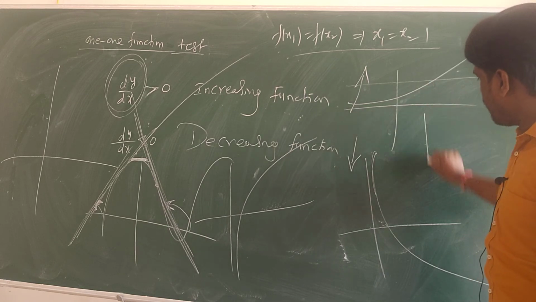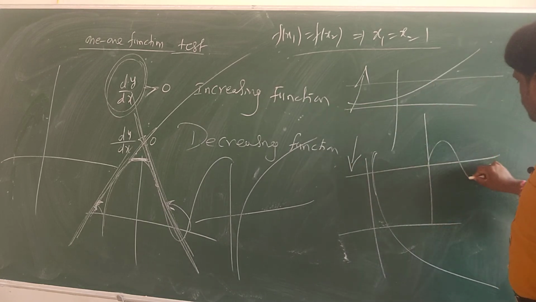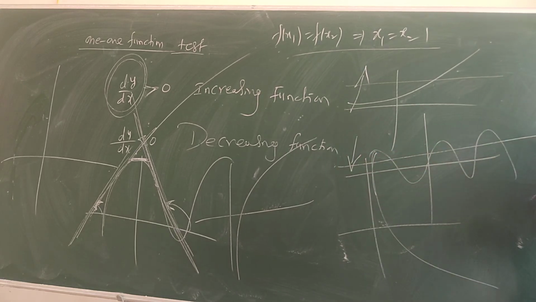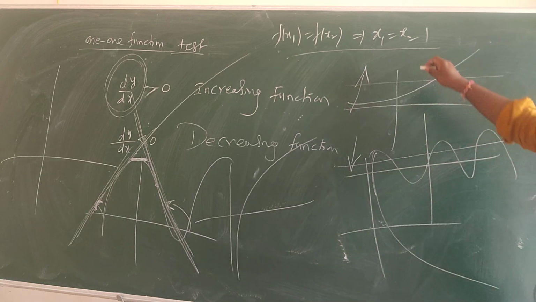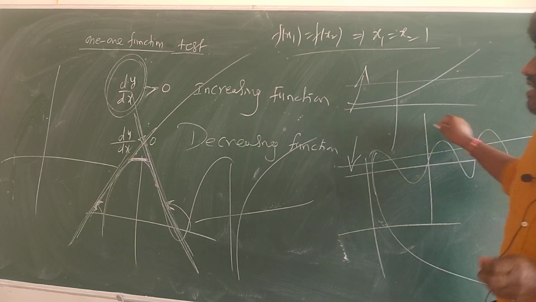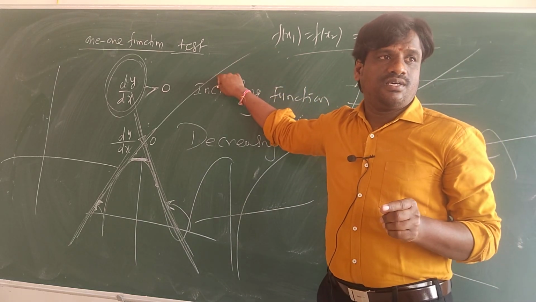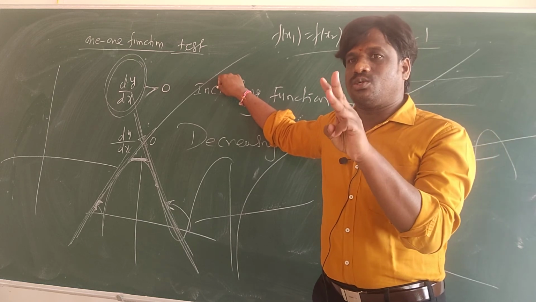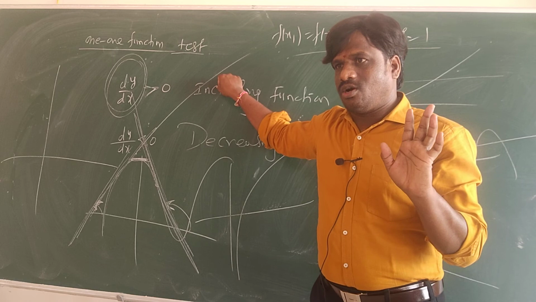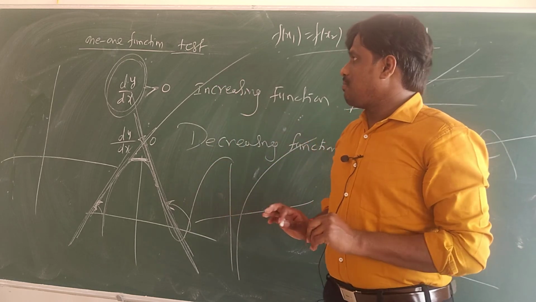If I take a sin x function, and if I draw a line parallel to the x-axis, it is cutting many places. So it is not a 1, 1 function. Right? This is test 1. Graph is test 2. dy by dx is test 3. So tests 1, 2, 3. According to the question, you can pick up anything. All will give the result.